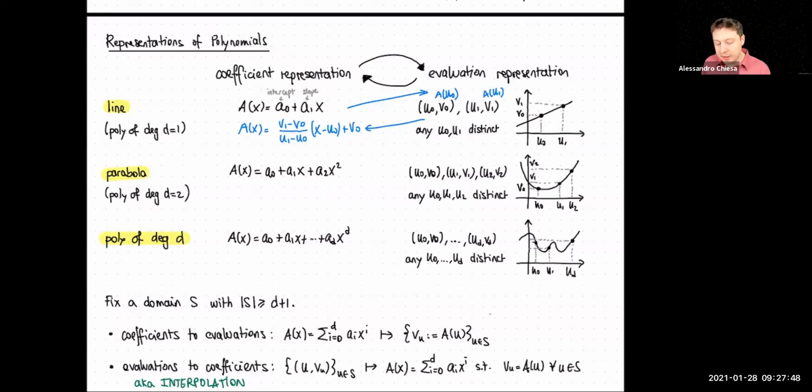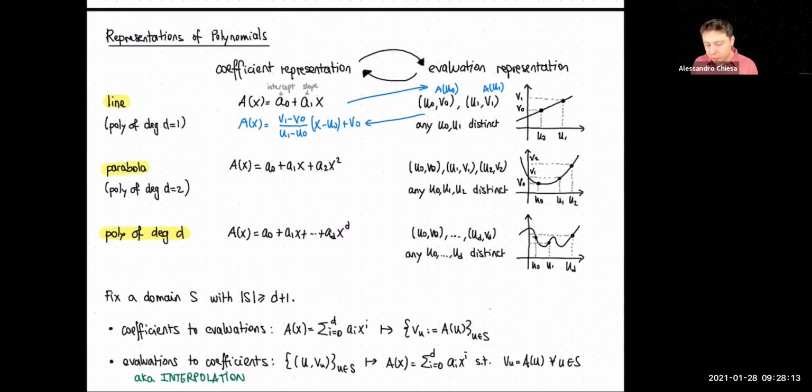The point here is that I want to point out the pattern that for a degree d polynomial, you have to give me d plus 1 distinct points, okay? So it doesn't matter where they are, you just give me the value of the polynomial at any d plus 1 points. And I can go here and I can move back, okay? One is evaluation, the other one is interpolation, okay?